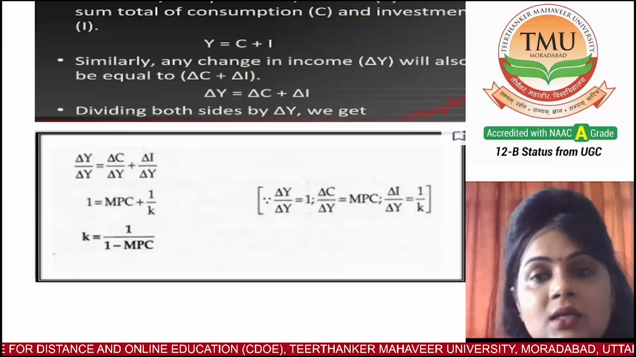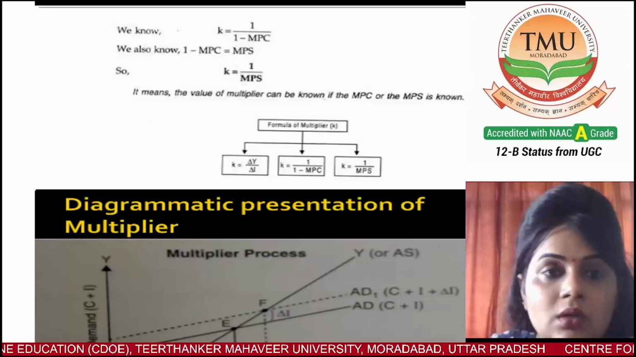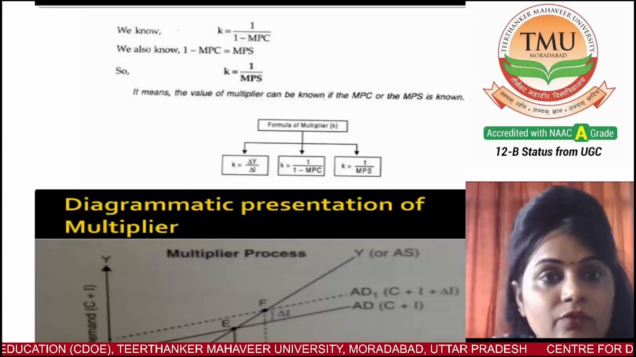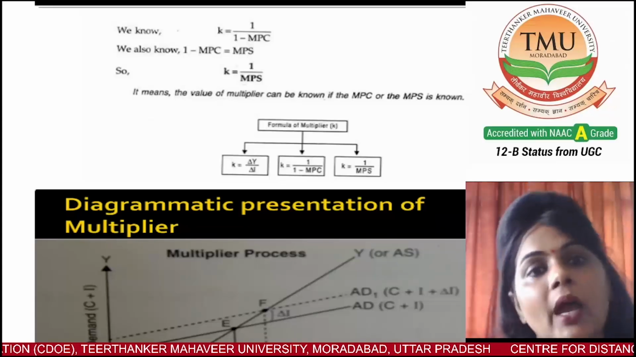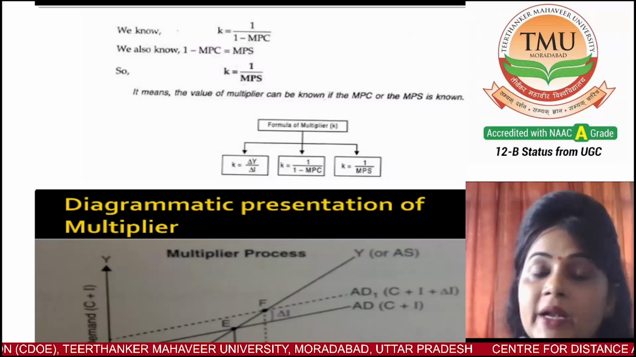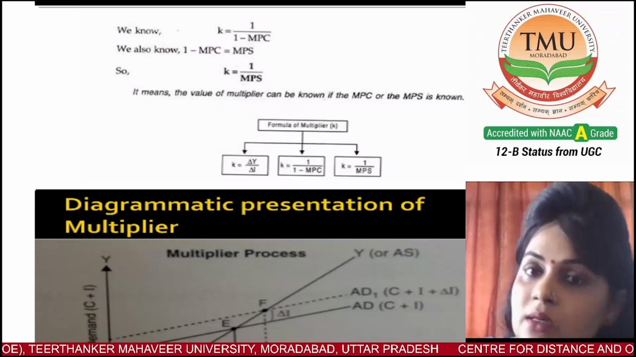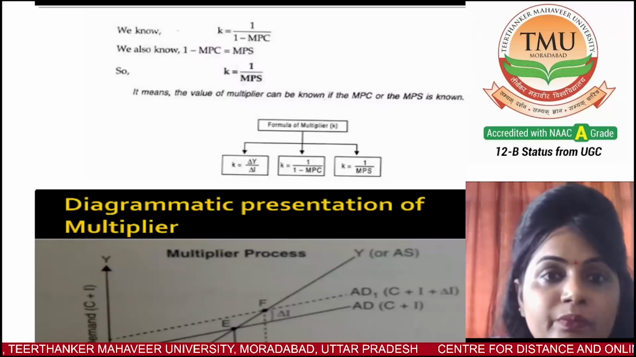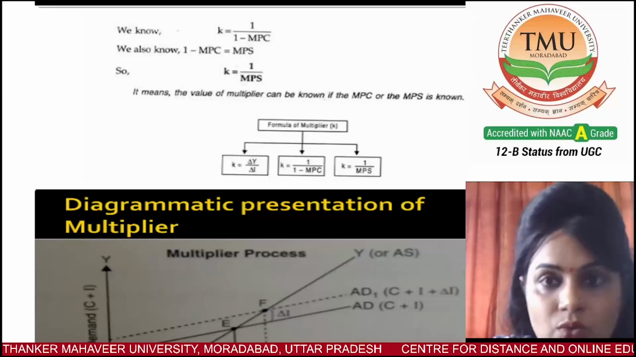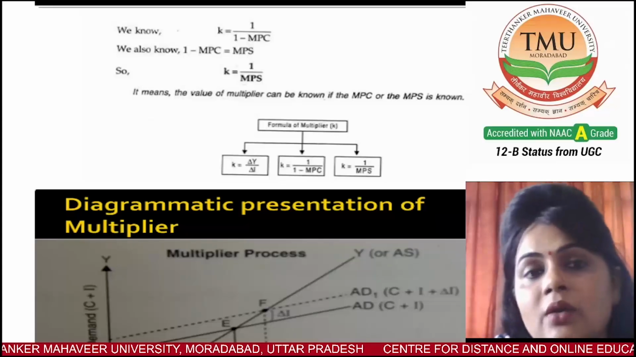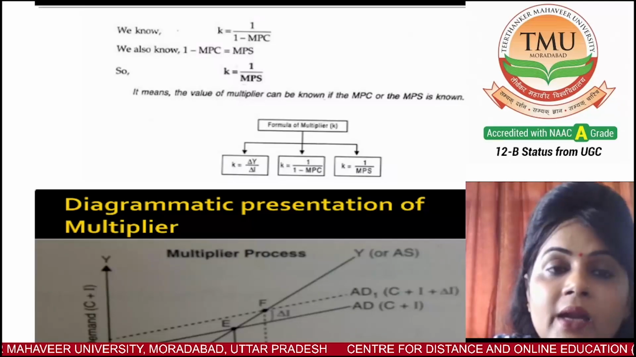Suppose MPC is 0. Then MPS will be 1, because MPS is 1 minus MPC. So total income is saved. So MPS is 1. So multiplier K is equal to 1 upon 1, that is, 1 upon MPS. Okay, now suppose MPC is 0.60. Then what will MPS be? 1 minus 0.60, that is 0.40.